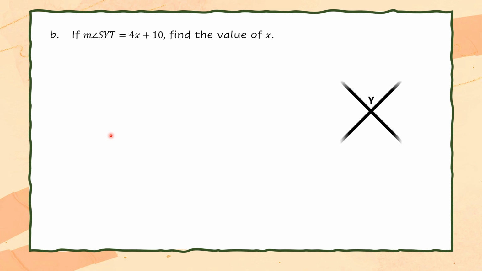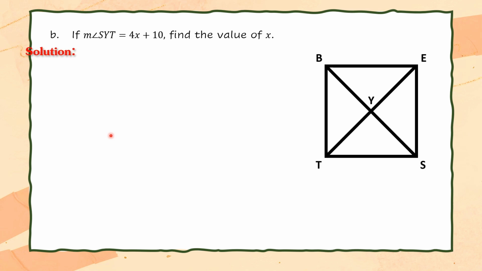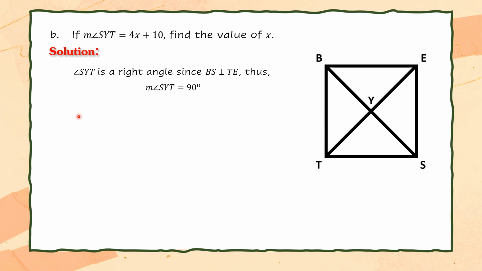Alright, so let's move to B. If the measure of angle SYT is equal to 4x plus 10, find the value of x. This is the illustration of our square. Angle SYT, as you can see, is a right angle. Why? Because BS is perpendicular to TE. Thus, the measure of angle SYT is equal to 90 degrees. Now, to find x, let us substitute angle SYT by 4x plus 10. So we will have 4x plus 10 is equal to 90 degrees.